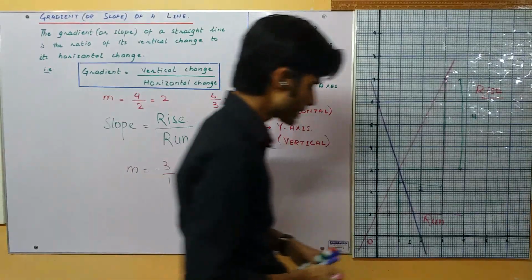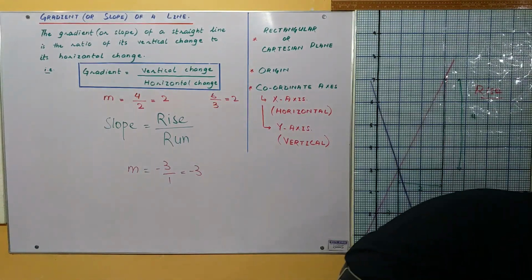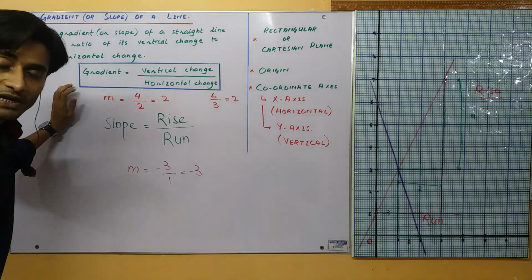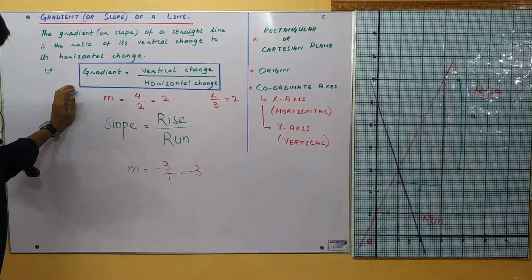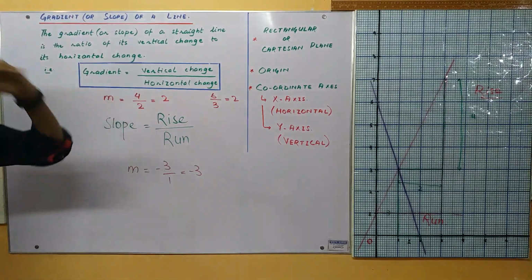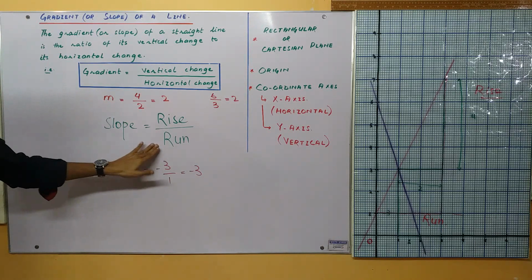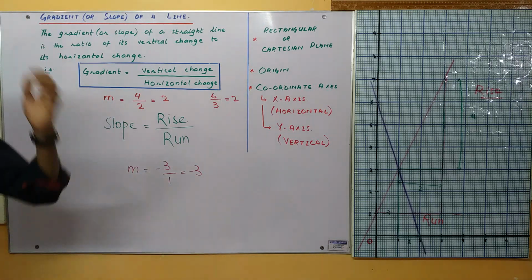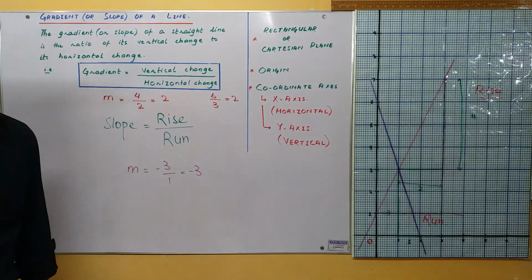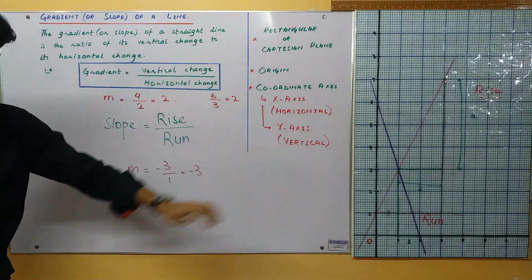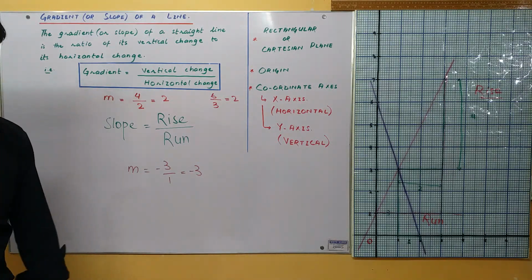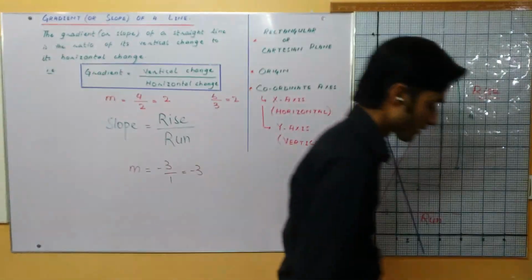Okay? So we can now conclude that gradient is the ratio between the vertical change to the horizontal change of a line between any 2 points. The ratio can also be termed as rise over run. Slope is positive when I have an increasing line and slope is negative when I have a decreasing line. In an increasing line, the rise is positive. In a decreasing line, the rise is negative.